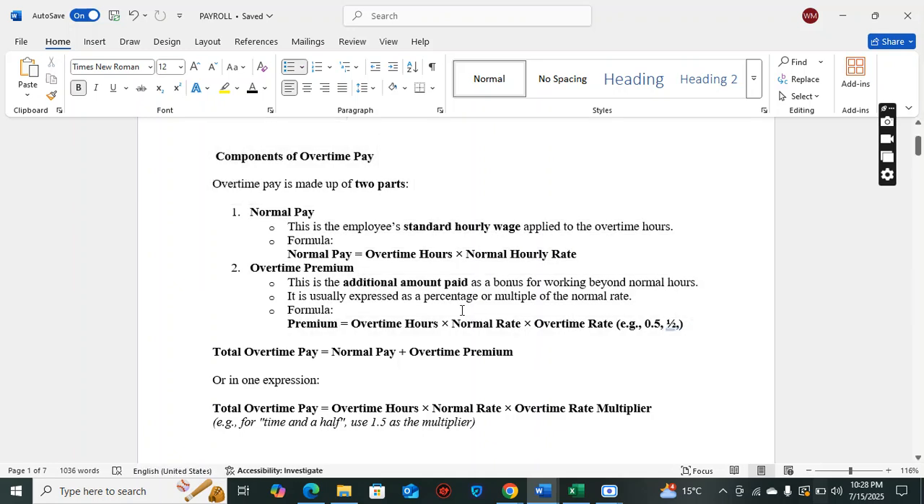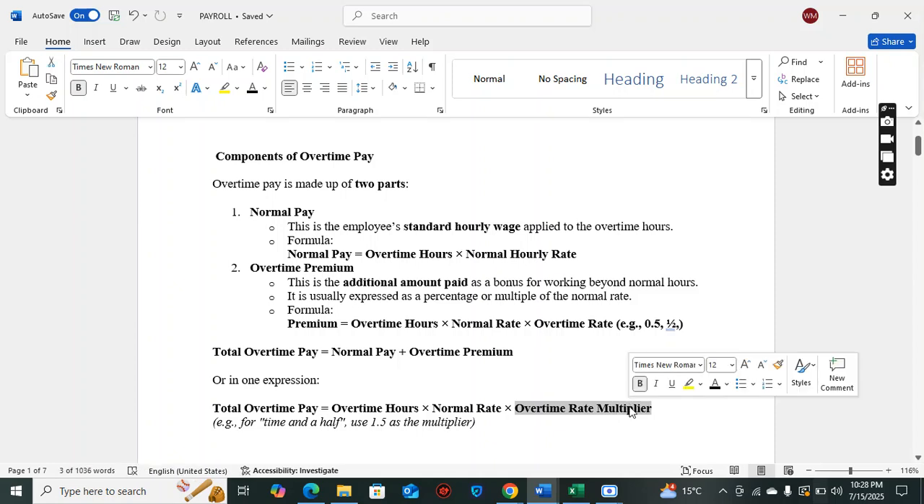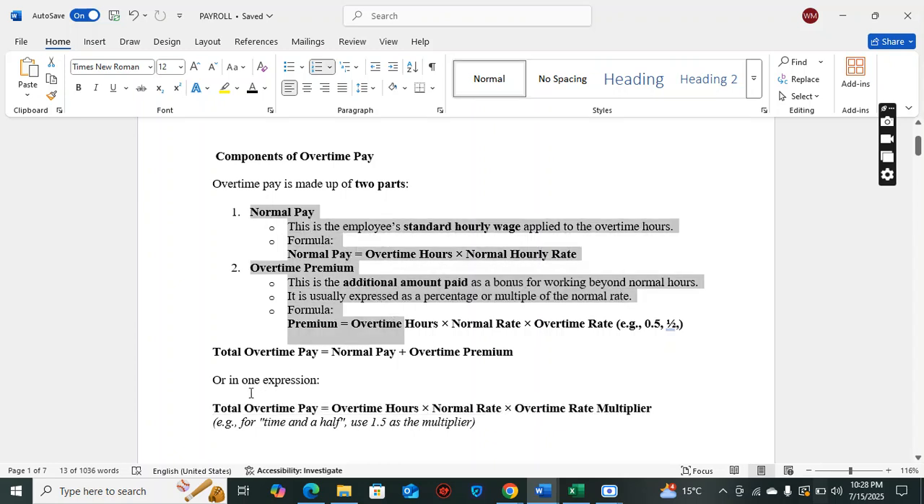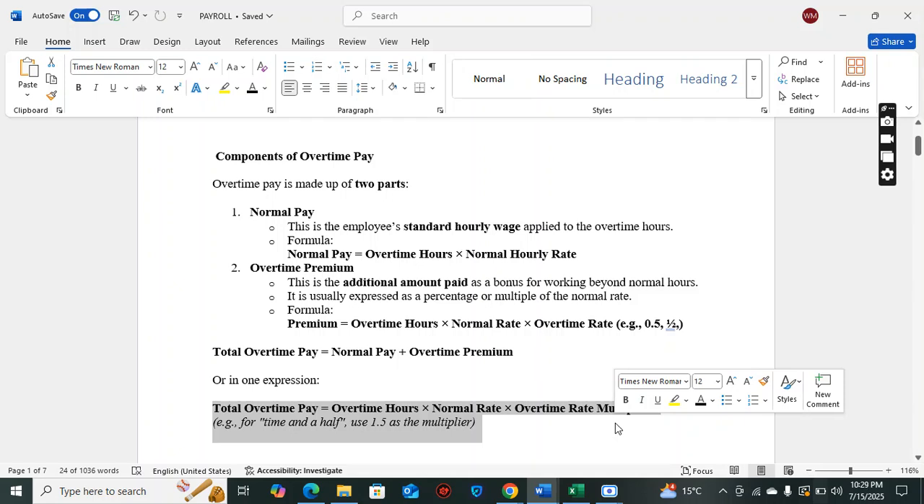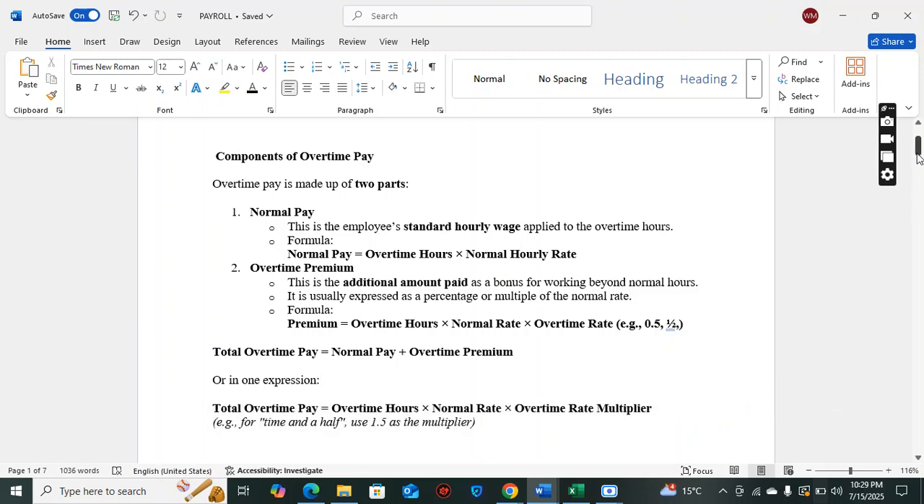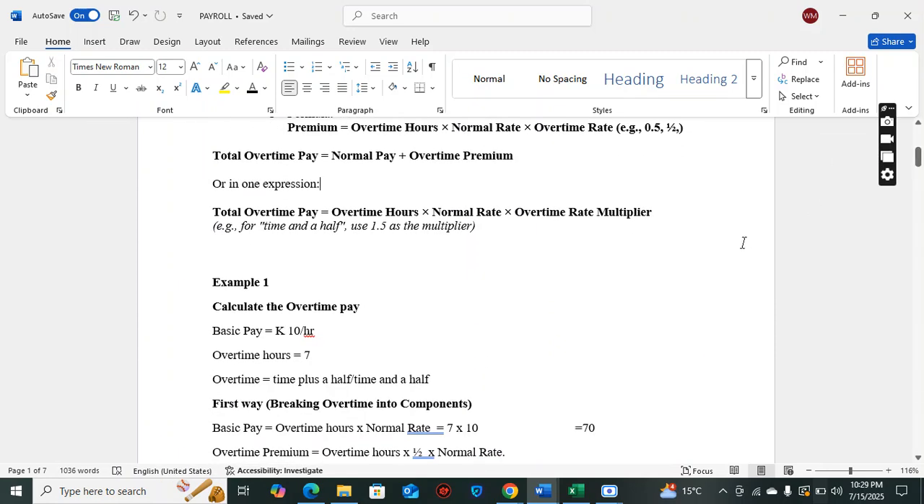The other way you can calculate it, you just get the total overtime pay, where it's just the overtime hours times the normal rate times the overtime rate multiplier. When you use this formula, both of these components are included. So you can either break down the overtime into two components or you can just calculate the overall overtime pay. I'm going to show you an example to illustrate what I mean here.